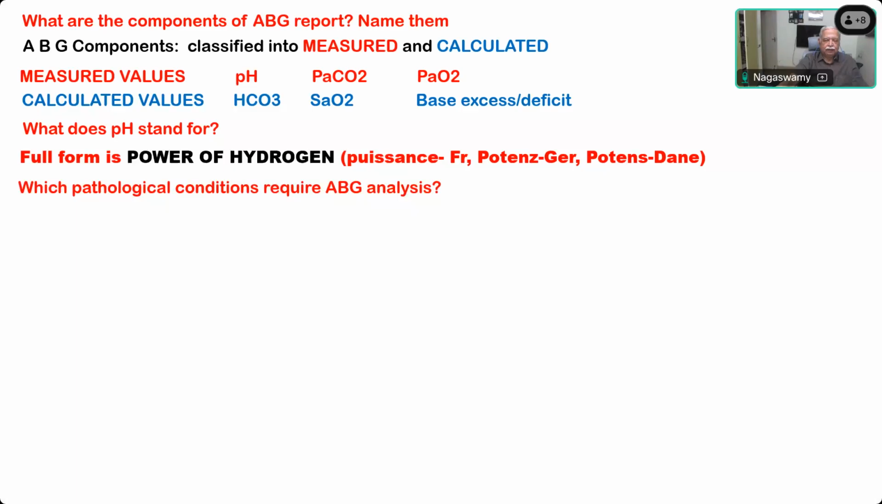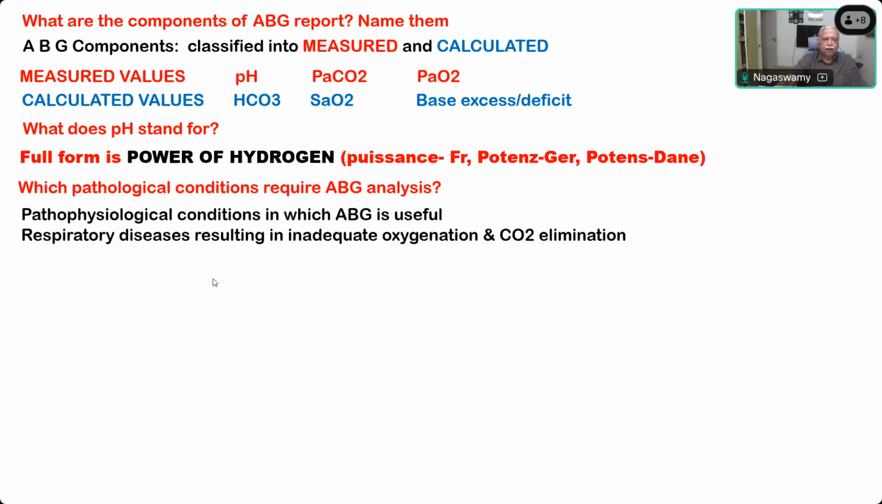We already told in the previous slide, two things we measure by using arterial blood gas analysis are oxygenation and ventilation. Oxygenation means delivering oxygen to the mitochondria. Ventilation means eliminating the carbon dioxide produced by aerobic respiration. These are the two fundamental things. So your ABG is indicated whenever you suspect oxygenation is not all right, or elimination of carbon dioxide and ventilation is not normal. That is the basic thing. So pathological conditions in which ABG is useful: respiratory diseases resulting in inadequate oxygenation and CO2 elimination, or metabolic disorders causing acid-base disturbance. So instead of saying individual conditions, we can grossly classify them into respiratory or metabolic conditions as the indications for ABG analysis.